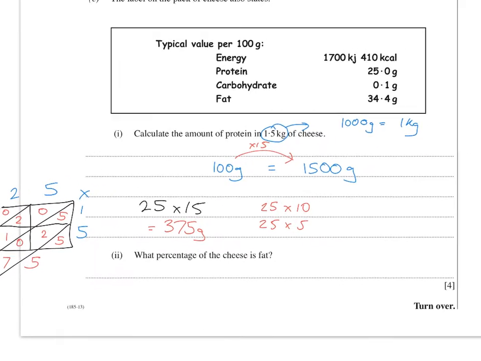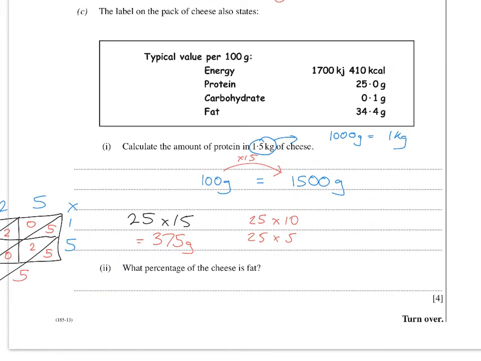And final bit, this one's quite easy, but only because of the question. It says, what percentage of the cheese is fat? So if we come up to the fat, we've got 34.4 out of... What's the total value? Well, it's out of 100, so that makes this bit very easy. So out of 100, which is equal to 34.4%, because percent means out of 100.